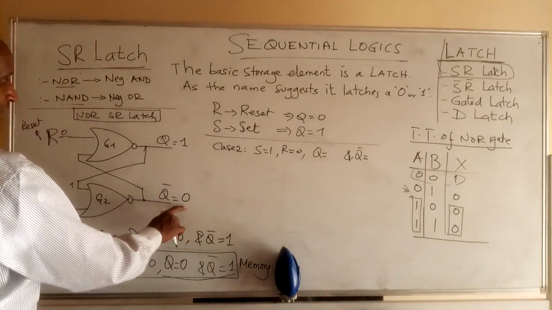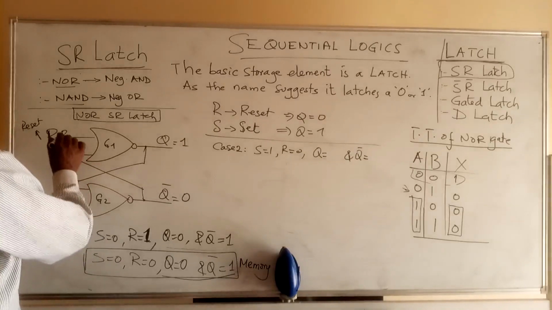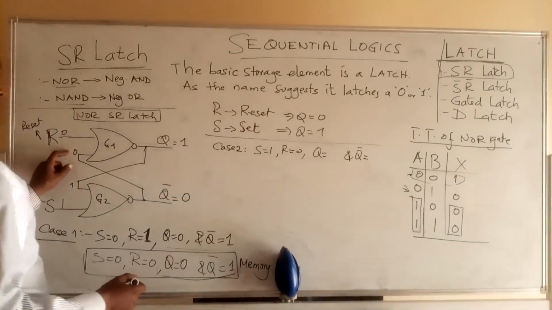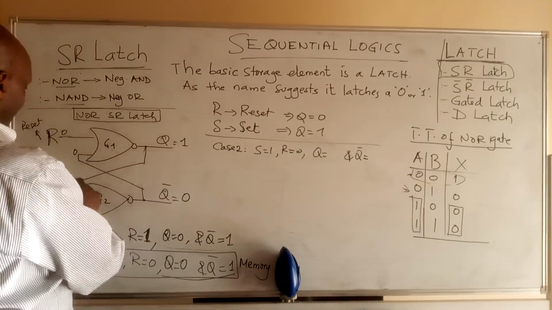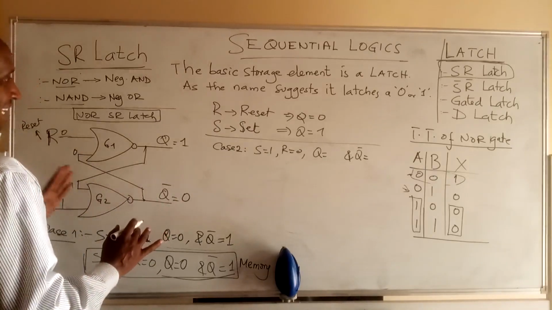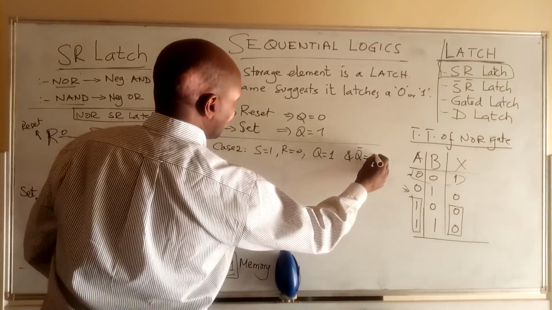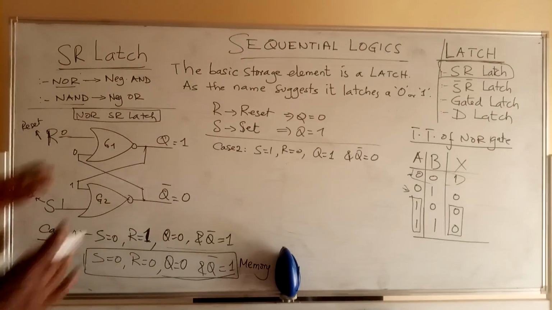Take that 0. 0, 0, the output is equal to 1. And then Q is equal to 1. Take 1, 1, 0. So you see that in this case, Q is equal to 1 and Q bar is equal to 0, which is right.